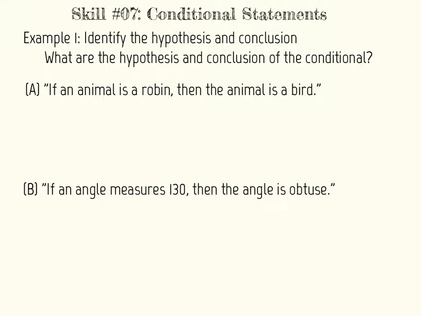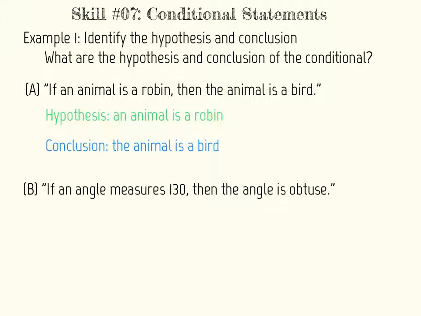Skill 7, Conditional Statements. For this first example, we're going to identify both the hypothesis and the conclusion of the statement. For part A, if we have the statement, if an animal is a robin, then the animal is a bird, we want to come up with the hypothesis, which is the P part, and the conclusion, which is the Q part. The hypothesis would be the first part, following the if: if an animal is a robin. The conclusion would be the animal is a bird.